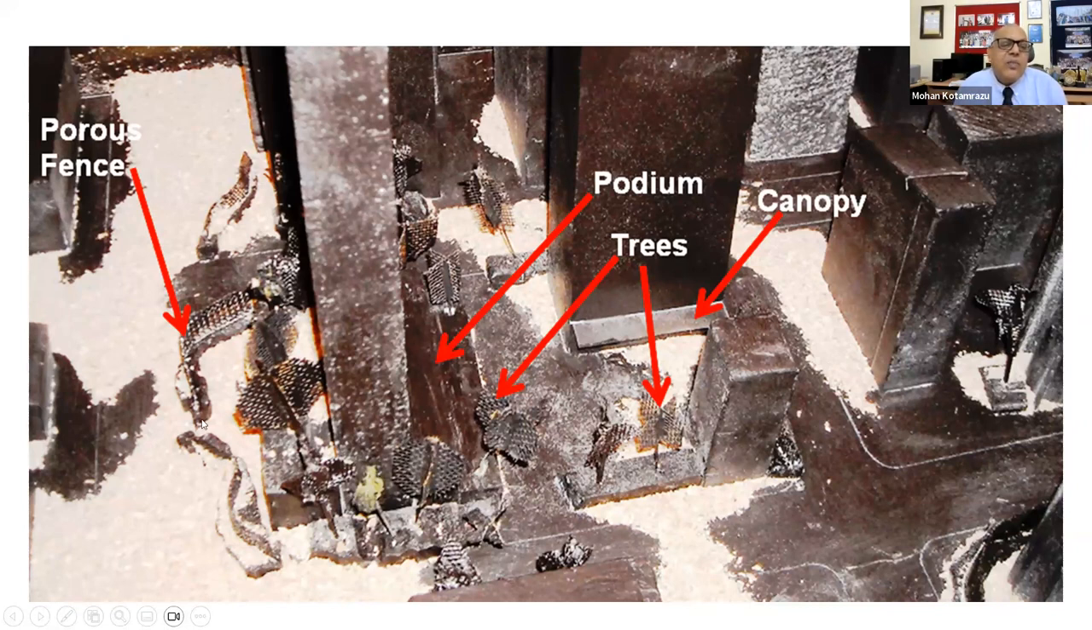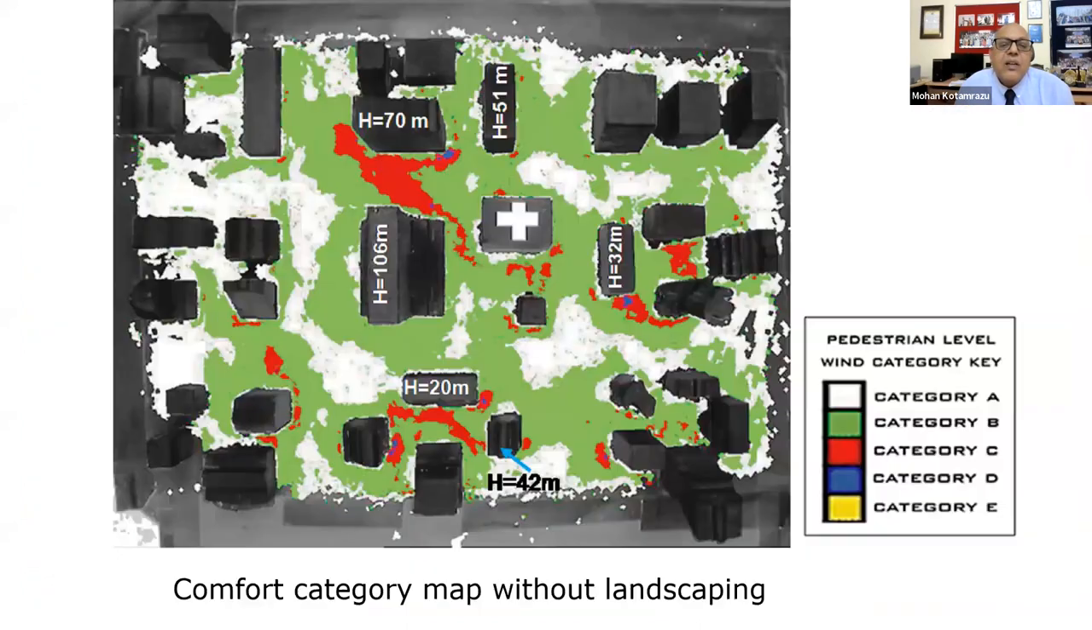And also the effect of porous fences. Fences can divert the winds from a windy area to another area where there may not be any pedestrian movement and things like that. So by doing all this testing, you can find out the effectiveness of landscaping, how it can reduce adverse wind effects near tall buildings. Then you get a map like this.